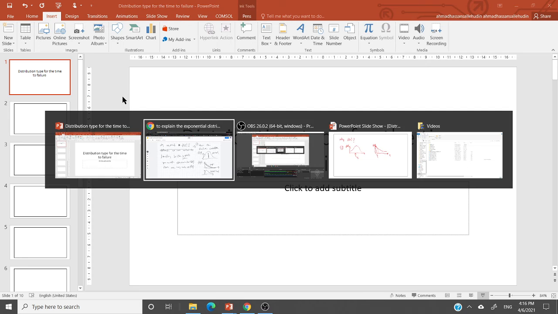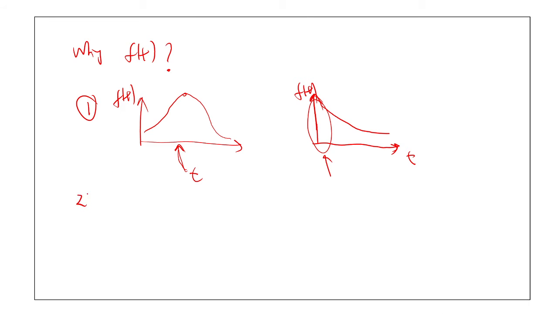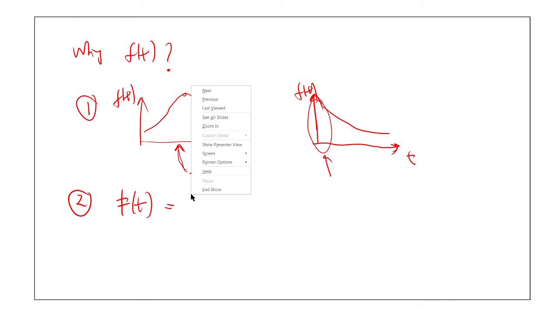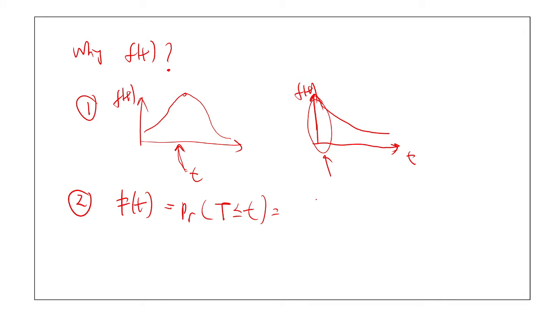Okay, I am recording. Secondly, it is for the calculation of the failure probability, because we had the failure probability at time t, which, if you still remember, is the probability that the time to failure is less than or equal to the time t, equal to the integral from 0 to t, and here comes your PDF.